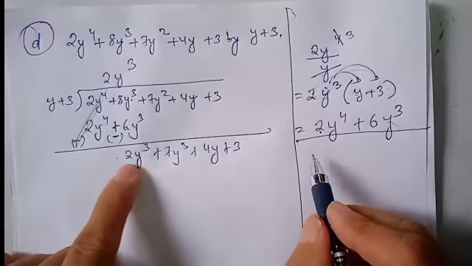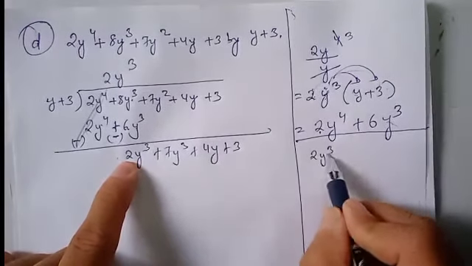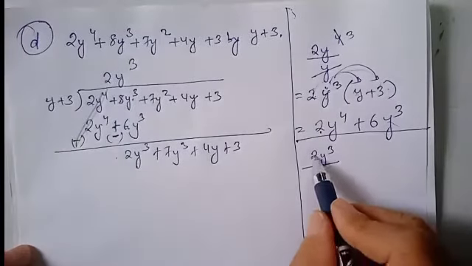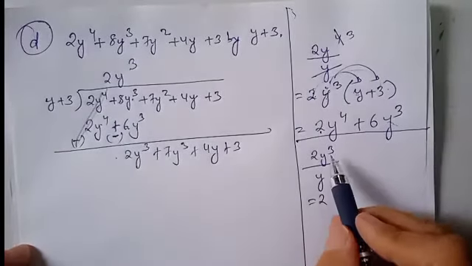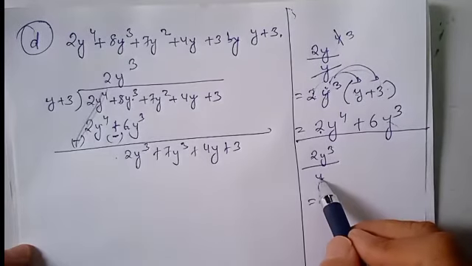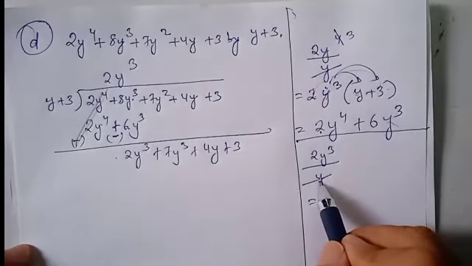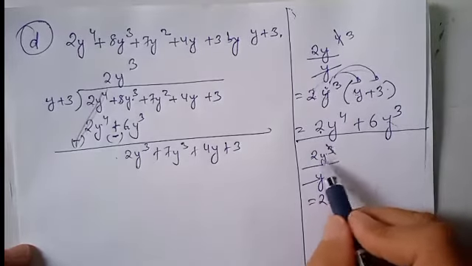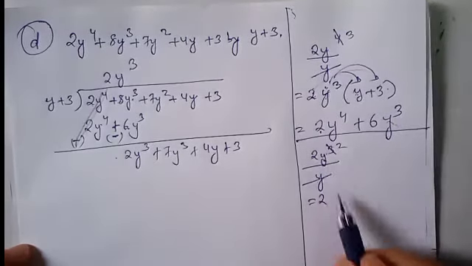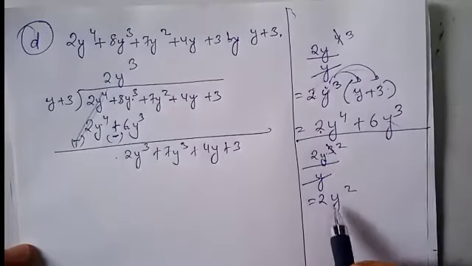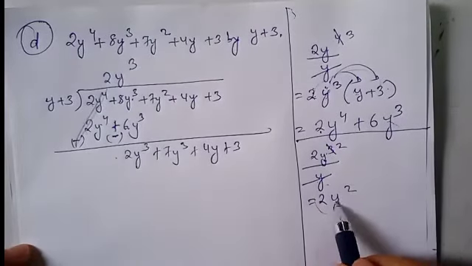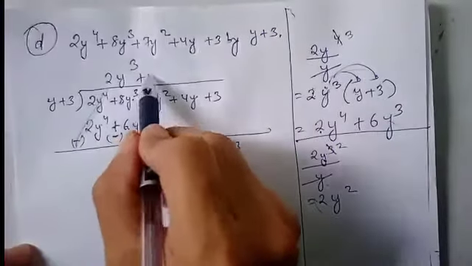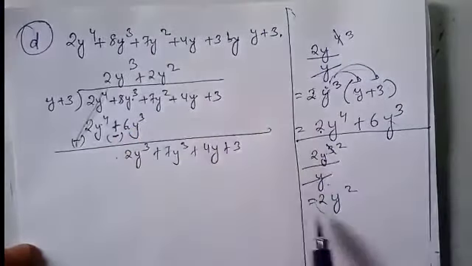Okay, next one, again first one, 2y to the power 3 divided by y. Remember, we have only 2, we cannot cancel. What about y? In the numerator we have 3y, in the denominator we have 1y. If we remove 1y from the denominator, we also have to remove 1y from the numerator. So y to the power 3 will become y to the power 2. 2y squared, this is plus, so here you write plus 2y squared.